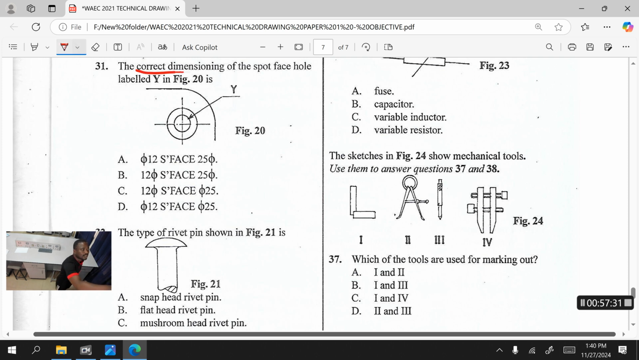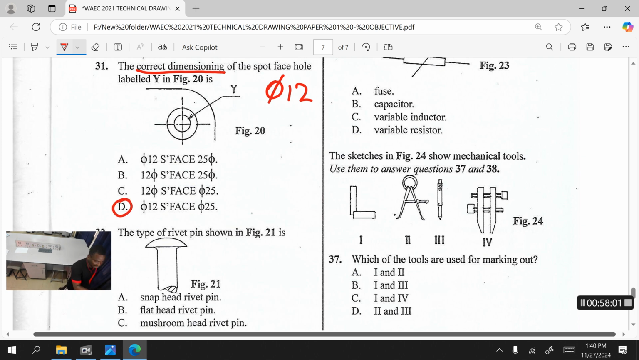Dimensioning is very important. You have to know how every element in a mechanical object is being dimensioned. If you look at this, going to D is very easy. The convention for dimensioning a circle is a phi symbol like this, and it must always be in front of the dimension. For example, 12. So the answer here is D.